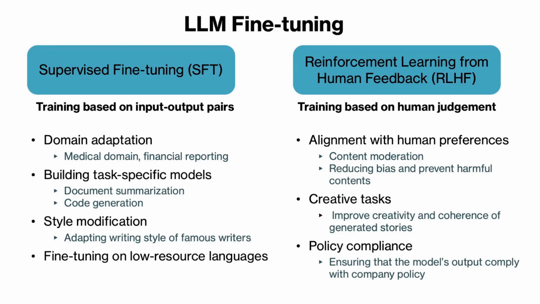The second category, RLHF, is for more complex tasks where we don't have a clear target for the prompts, and instead it is trained based on human judgment. This is often used for aligning the LLM with human preferences, for example, to prevent harmful content, as well as ensuring that the LLM responses comply with company policies.